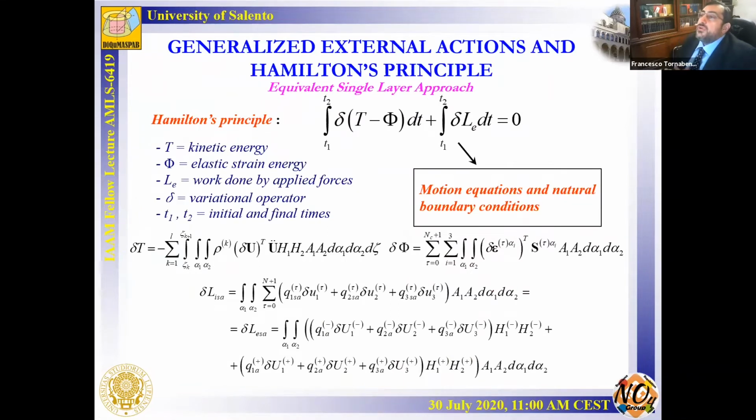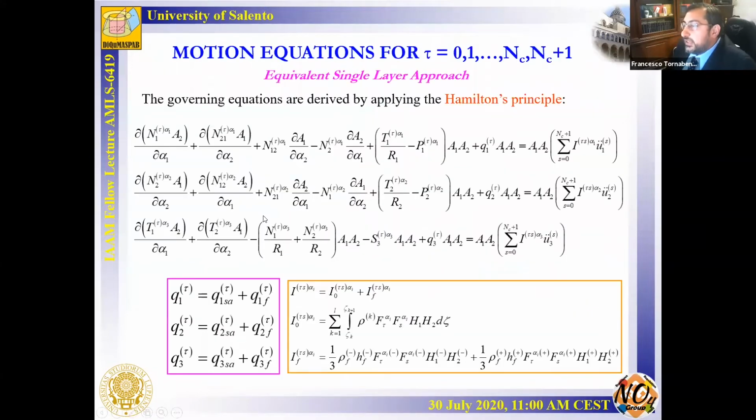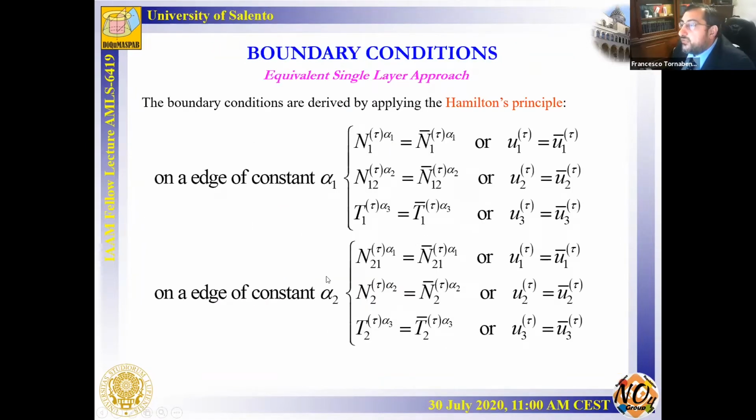But if we want to obtain the motion equations and natural boundary conditions, I have used the Hamilton principle, and I have defined the external actions that act along the top and bottom surfaces of the shells. Now, in this picture, I represent the three governing equations for each index tau, and the boundary conditions I have obtained using the application of the Hamilton principle.